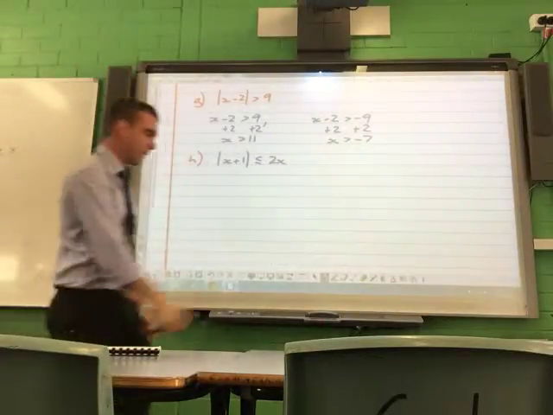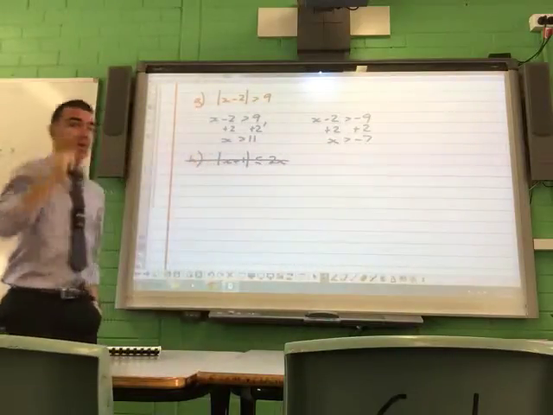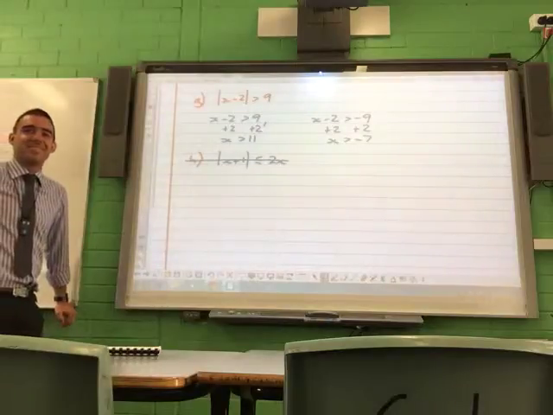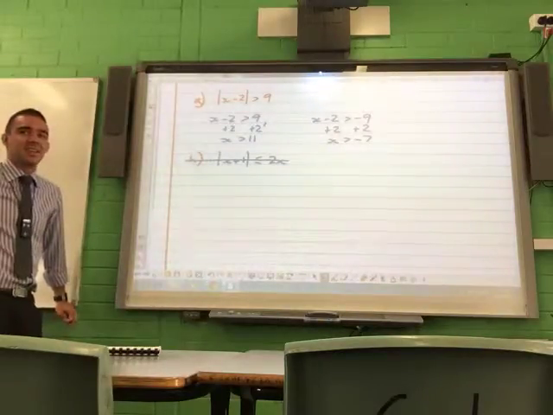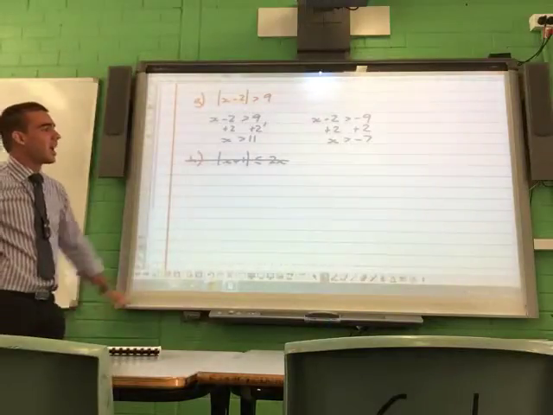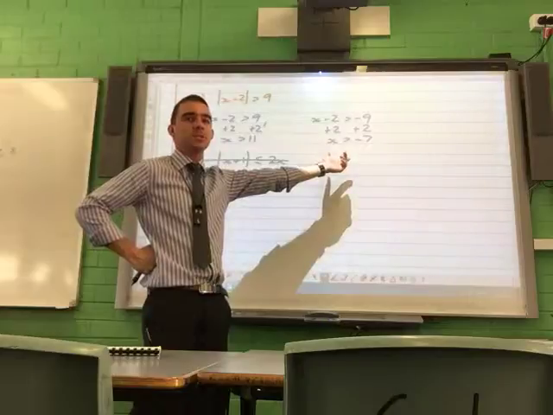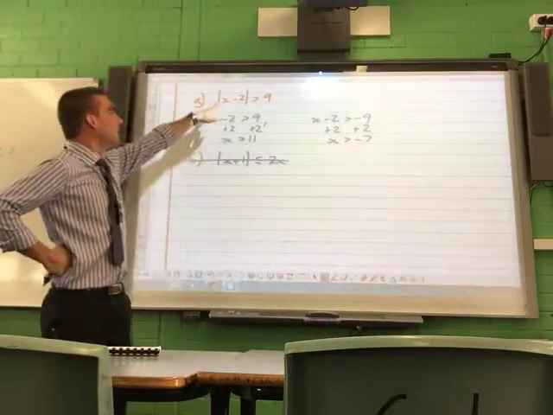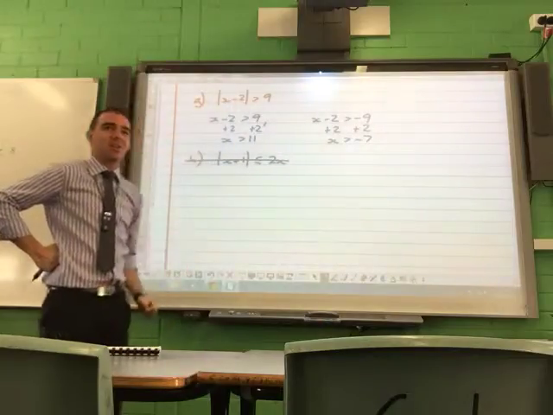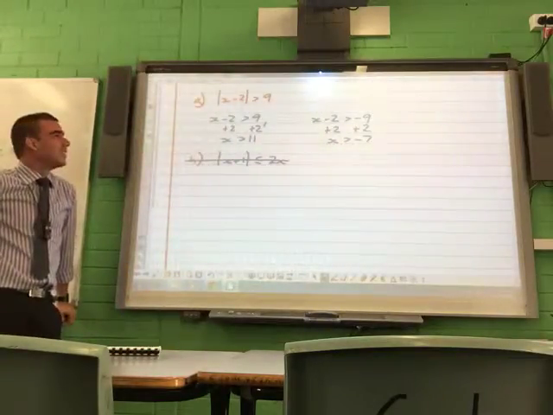Can we just stop that one for a moment? Did anyone notice what I noticed? -7, -9 is not greater than 9. So x has got to be greater than -7, so -6 for example, which is greater than -7. So -6 take away 2, which is -8, which is not greater than 9. What do we do?